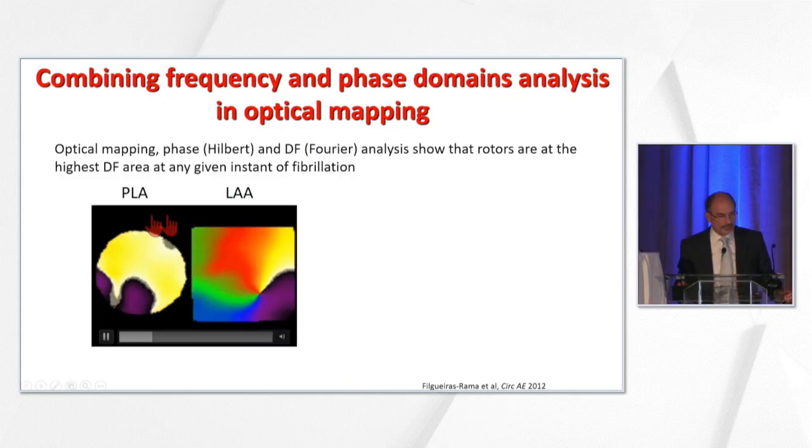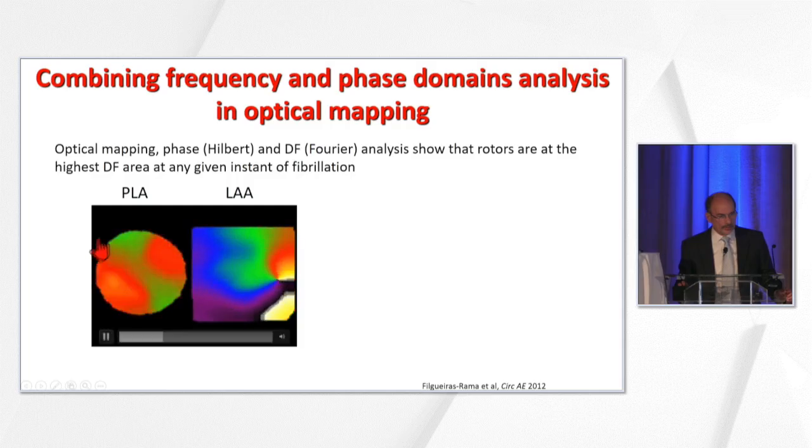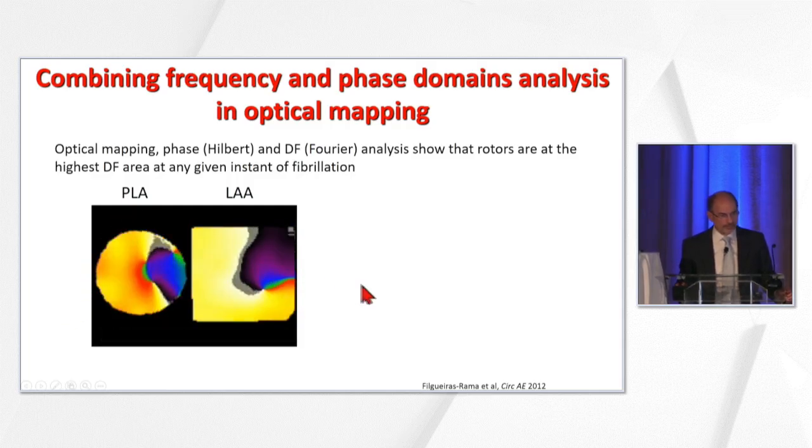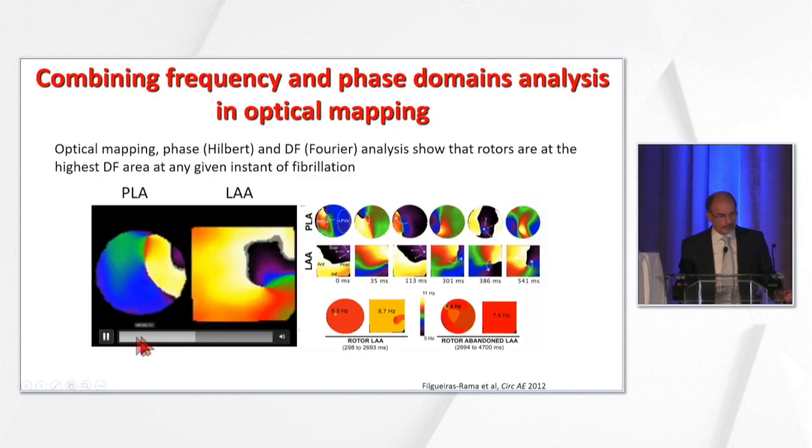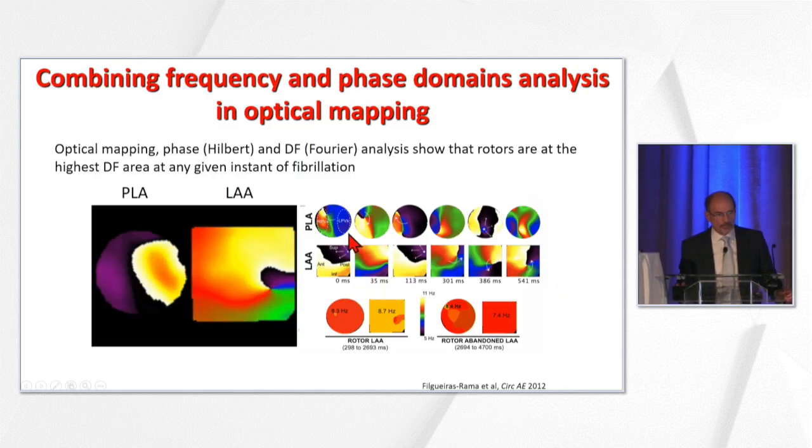phase frequency analysis. This is a movie of atrial fibrillation. The colors indicate phases. This is from the posterior left atrium. This is from the left atrial appendage. But we have changes in the patterns. Here we can see reentrant activity, and sometimes we have breakthrough activity. What we notice is that when the rotor is located in the left atrial appendage, its dominant frequency was the highest. The difference with the posterior left atrium was not very large, but was very consistent. However, when the rotor abandoned the left atrial appendage, the frequency there dropped.